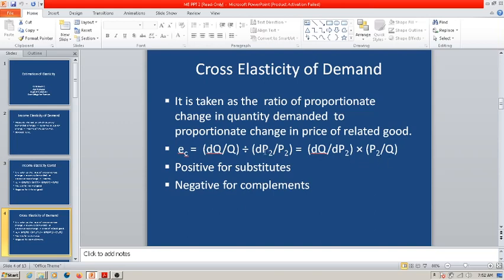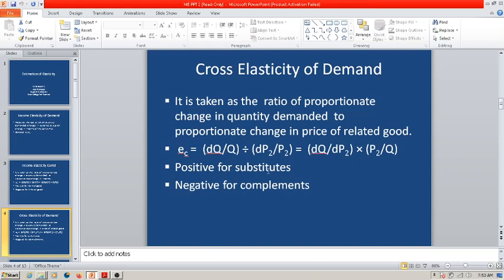Please note that P2 is the price of the related commodity which we are taking into consideration. As in the case of income elasticity, here also the sign has significance. The cross elasticity will be positive if the related good is a substitute. If the related good is a substitute, then what happens?